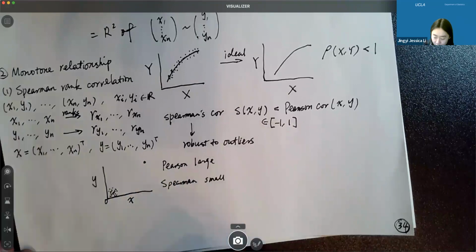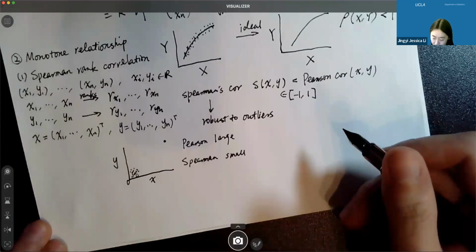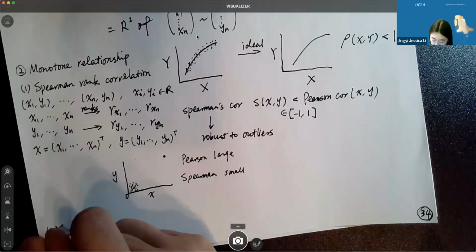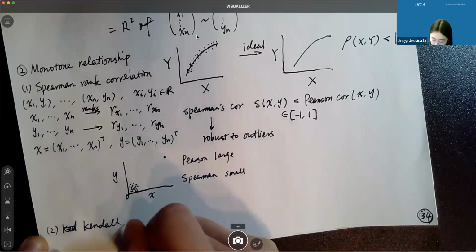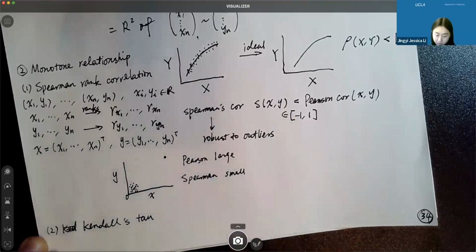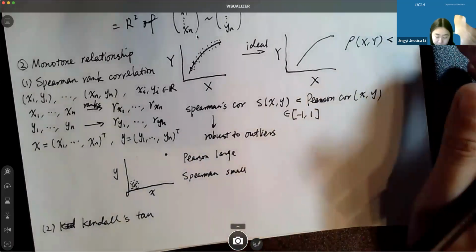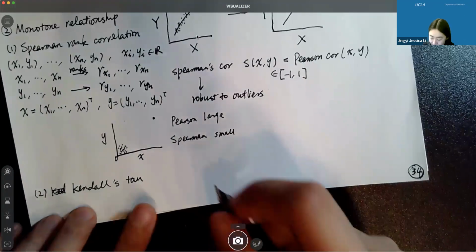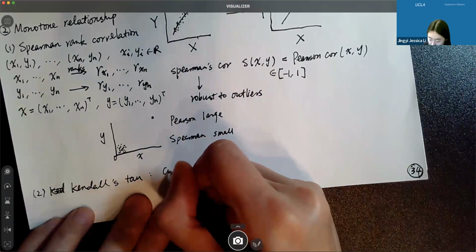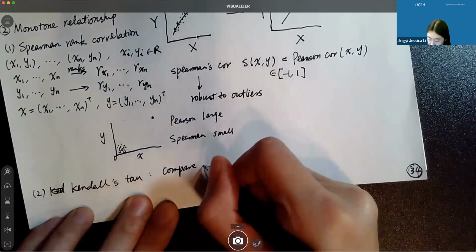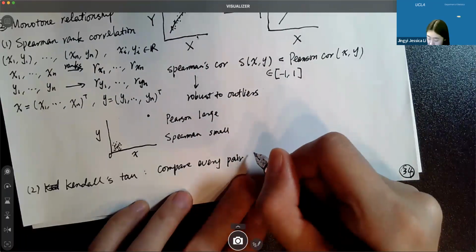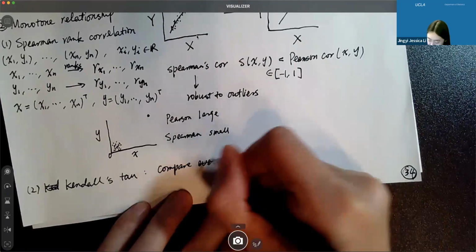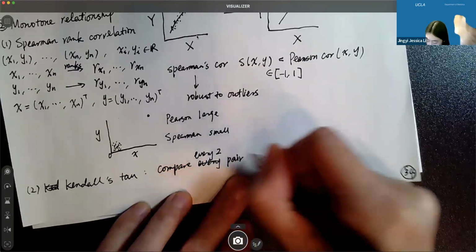Okay, so another commonly used monotone measure is called Kendall's tau. Kendall, another last name, Kendall's tau. This is also based on the monotone relationship. What it does is try to compare every pair, I should say every two pairs.